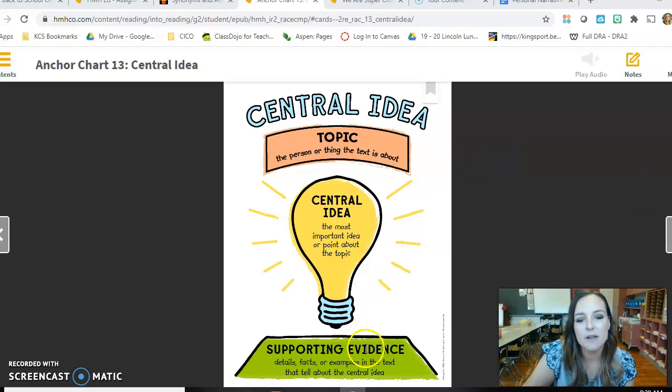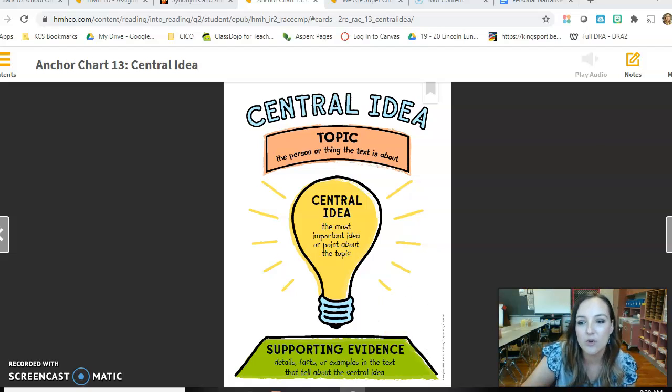And then at the very bottom, we talk about supporting evidence. Those are details, facts, or examples in the text that tell us about the central idea. So we're going to be thinking today as we read, what is the central idea of being a super citizen?